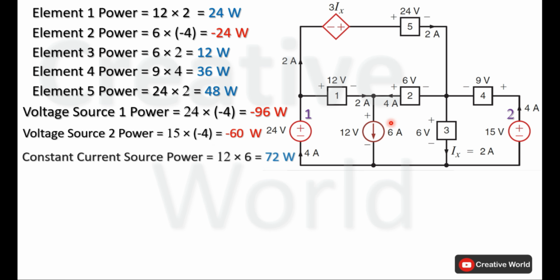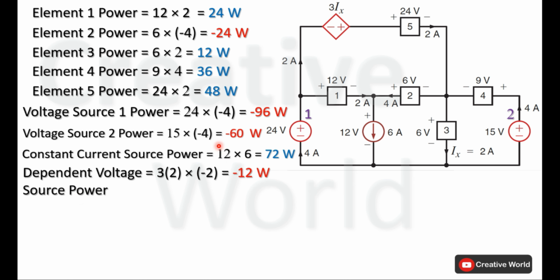Next is the current source. Voltage across the current source is 12 volt and current through it is 6 ampere. This current is entering from the positive terminal and leaving from the negative terminal, so this current will be taken with positive sign. Power of the current source will be 12 multiplied by 6, that is 72 watt. Because of positive sign, this current source is absorbing power of 72 watt.